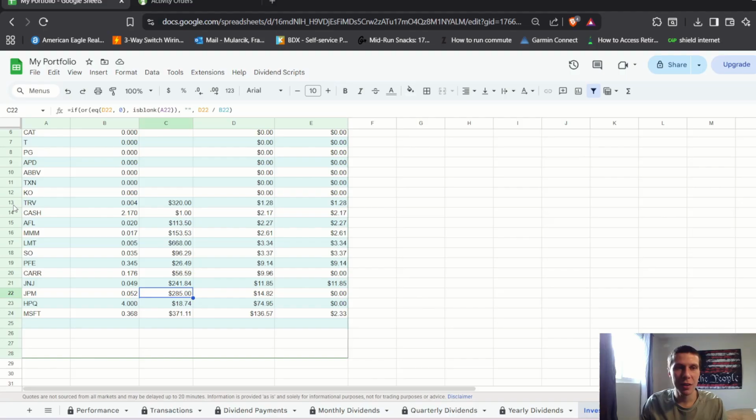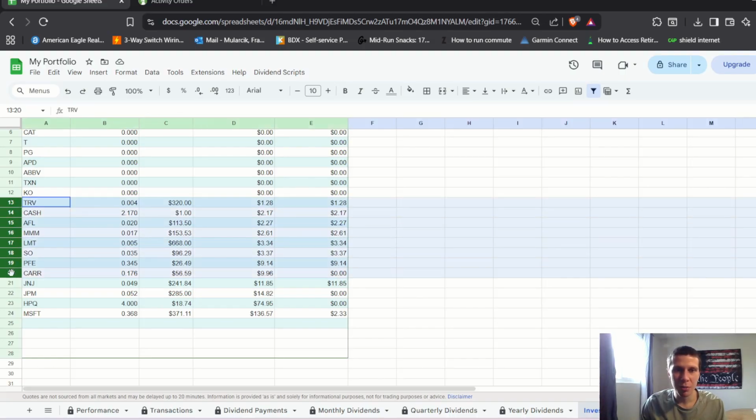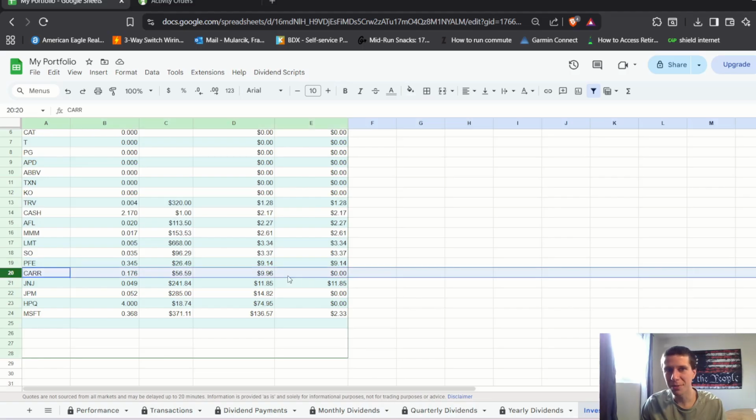Even if it's not at a super attractive price, I want to continue growing my ownership stake. And then I think the rest of these are just dividend reinvestments. So I have automatic dividend reinvestment turned on. So all the rest of these are just dividend reinvestments. Actually, never mind. Carrier Global was not a dividend reinvestment. So that was a standalone purchase of $10 at an average cost of $56.50.